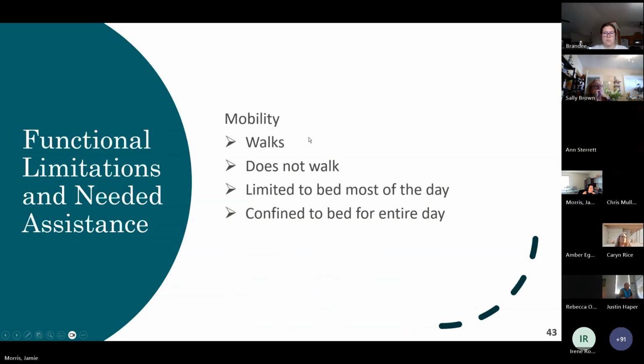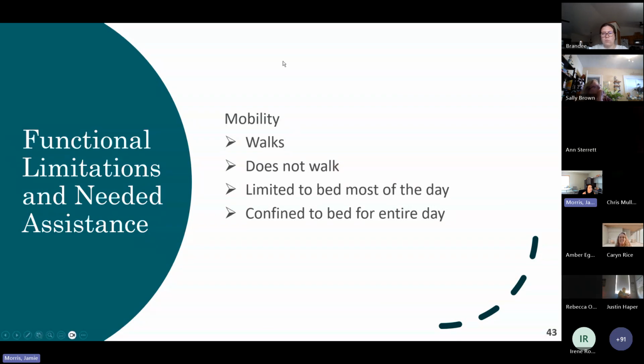Mobility, which is number 9, and you're choosing 1. They either walk, they do not walk, they're limited to the bed most of the day, or confined to the bed for most of the entire day. So this is for the largest part of the day when they're going from point A to point B, is how you are marking this one.